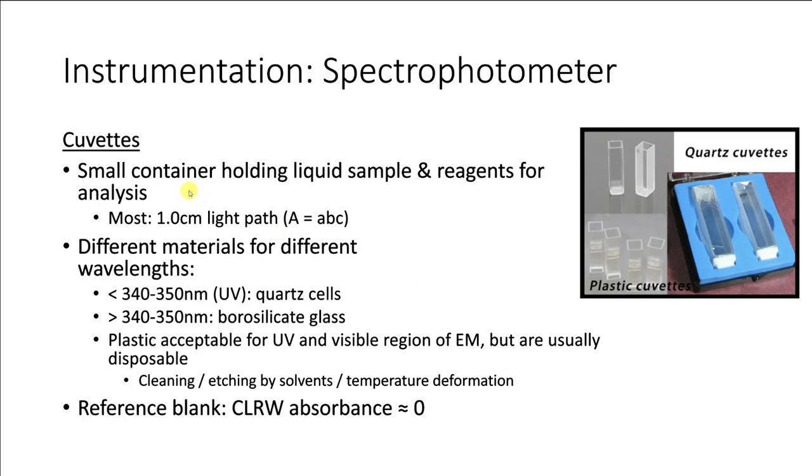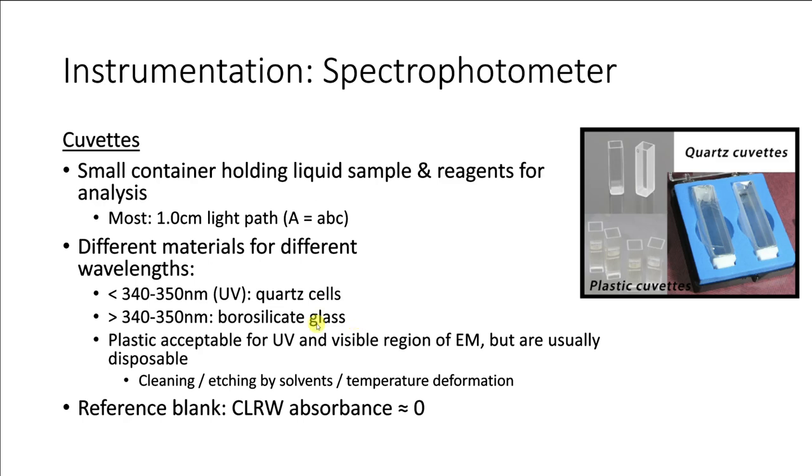Cuvettes are just anything that's a clear container that holds liquid sample and reagent for analysis. Most of them are only going to be 1 centimeter because in order for Beer's law to work, and also it's just the easiest length that we pick, it's going to be the easiest to plug into Beer's law. We can choose different materials for different wavelengths. So if we're trying to go for a higher energy, then we're going to opt for our quartz crystals. If we're working at a lower energy reaction, then we're just going to use borosilicate, which is almost like fancy glass, or plastic.